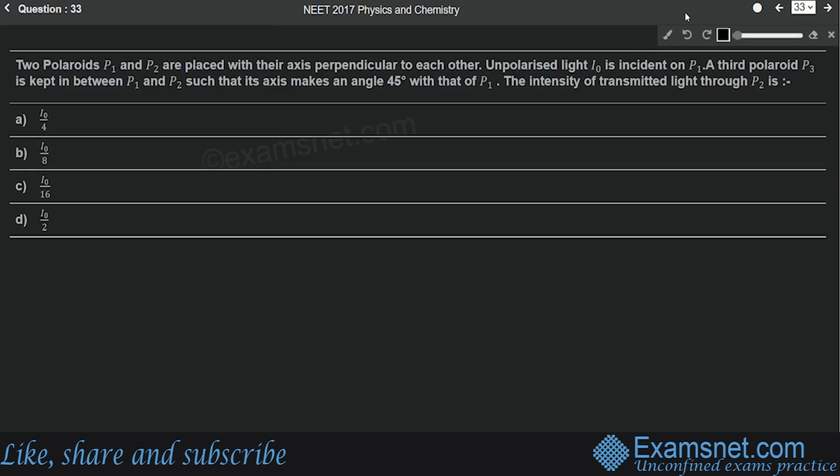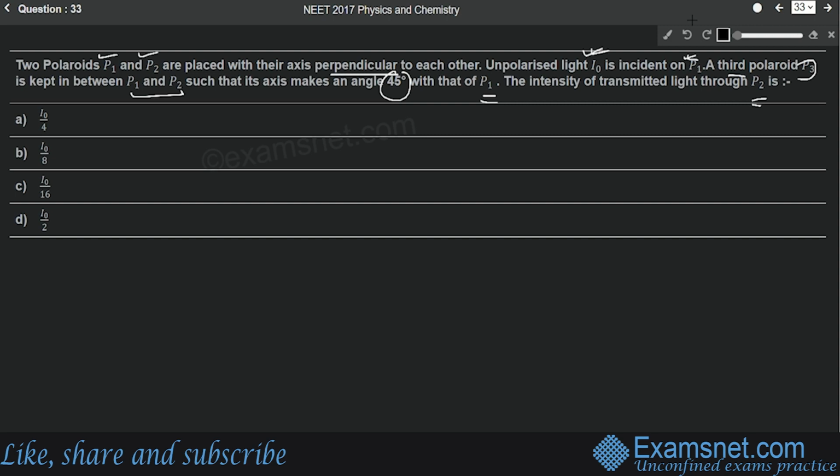Question number 33 is from the chapter Wave Optics, and the question is: two Polaroids P1 and P2 are placed with their axis perpendicular to each other. Unpolarized light I0 is incident on P1. A third Polaroid P3 is kept in between P1 and P2 such that its axis makes an angle 45 degree with that of P1. The intensity of transmitted light through P2 is.